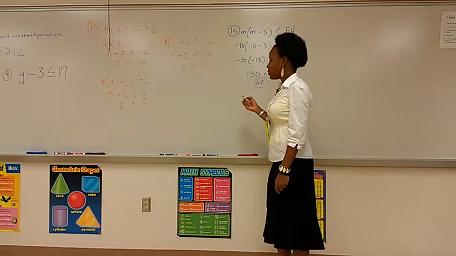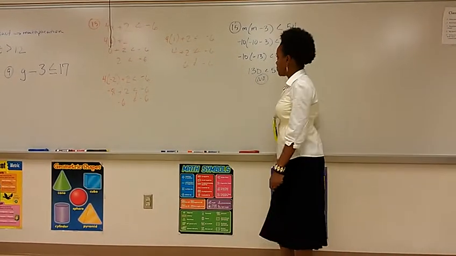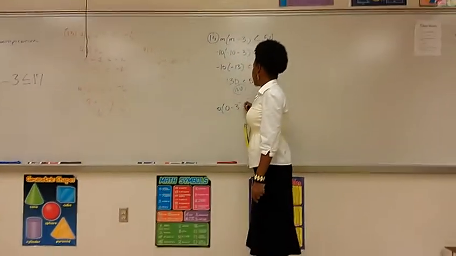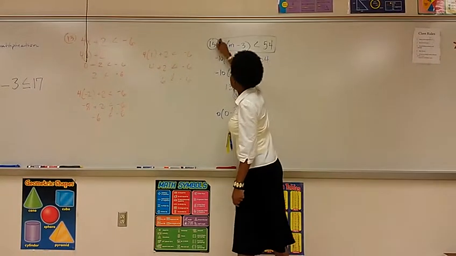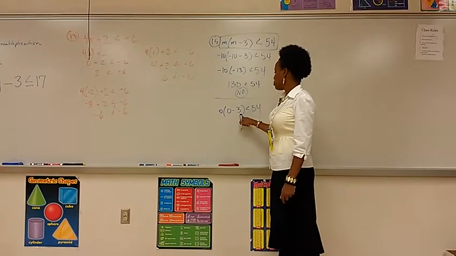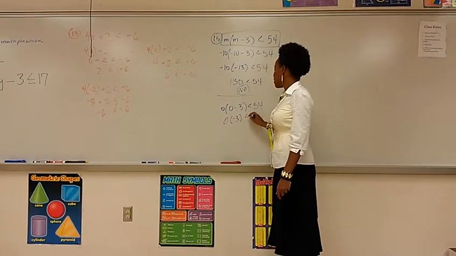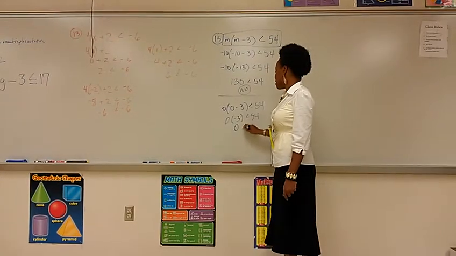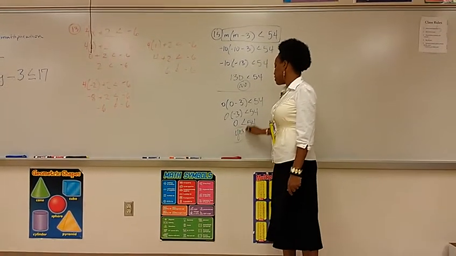All right, what's my next number? 0. Make sure you plug it in right. Everywhere you see an M, that's where you put the number. Okay? 0 minus 3. What's 0 times negative 3? 0. Good. Is 0 less than 54? Yes. So that's a yes.